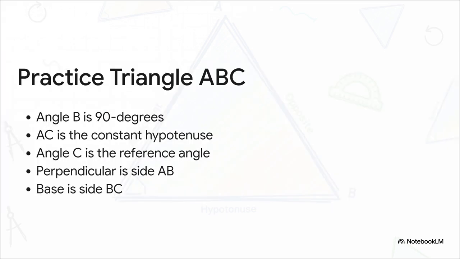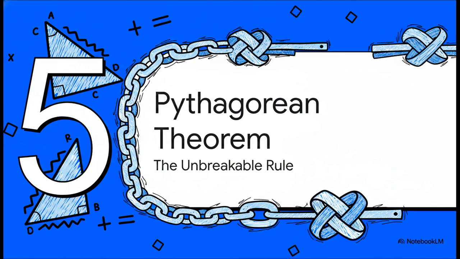Let's actually put this into practice with a hypothetical triangle ABC. Imagine angle B is our 90-degree angle, which obviously makes side AC our constant hypotenuse opposite it. Now, if we mark angle C as our chosen reference angle, can you guess where the perpendicular is? I want you to pause for a second and really think about it based on the rules we just went over. Okay, following our logic, the perpendicular must be the side exactly opposite our viewpoint at C, which means it has to be side AB. And the base, the side trapped right between our reference angle C and our 90-degree angle B, is side BC. Easy, right? Let's bring it all together in our final section, mastering the Pythagorean theorem.